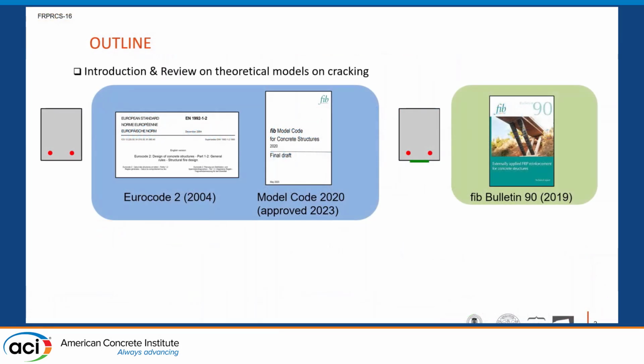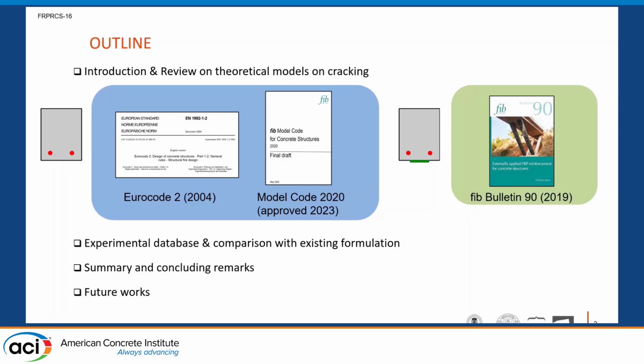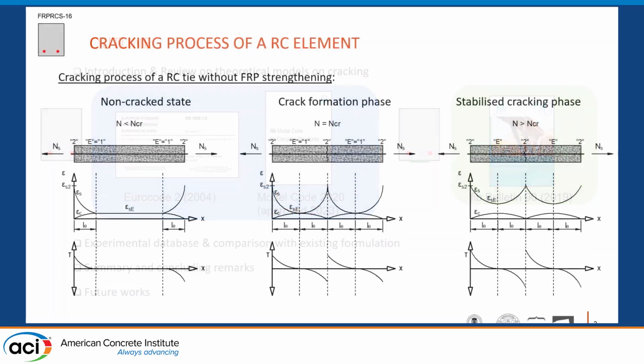The outline of the presentation is a typical one, with an introduction and a review of the theoretical models. But I want to point out that I will explain reinforced concrete without FRP strengthening and with FRP strengthening, because the work has been done in the FIB environment. The codes that I'm going to analyze are the Eurocode, the recently approved Model Code 2020, and the FIB Bulletin 19. Then we will see the experimental database that we could collect, the comparison with the existing results, a summary, conclusions, and some future work that we are currently developing.